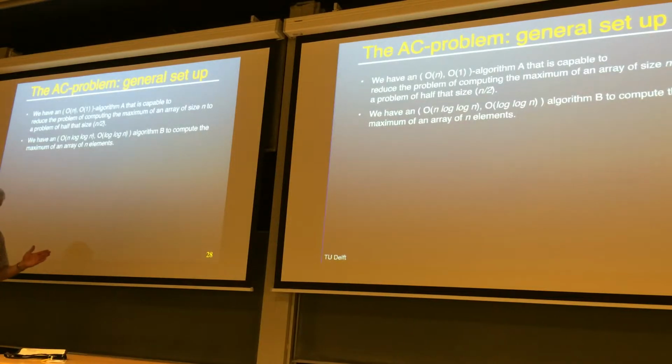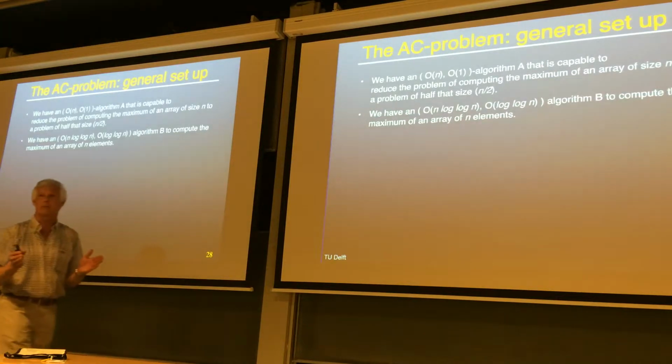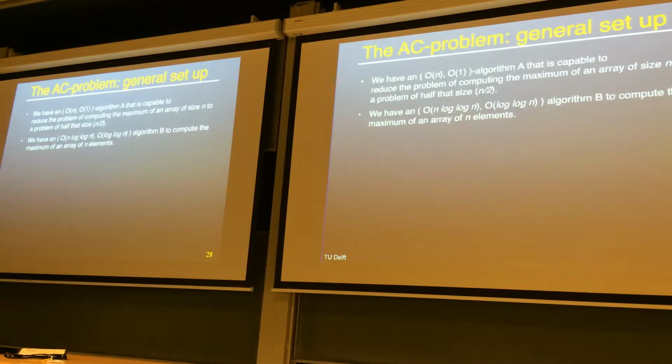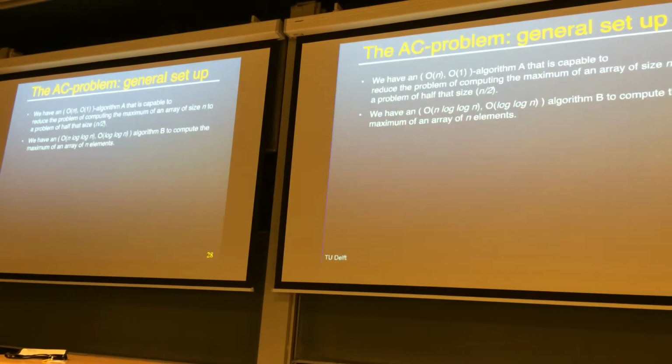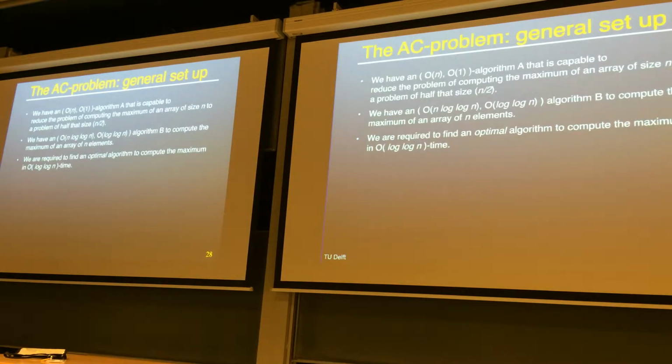The balanced tree algorithm operates by constantly reducing, level by level, the amount of information you operate on. Then, as an alternative, we have the doubly logarithmic tree algorithm, an algorithm B that computes the maximum of an array of n elements. Now, what you would like to do is to combine these two algorithms into an algorithm that's optimal and computes the maximum in O(log n). So here is the idea of applying accelerated cascading.